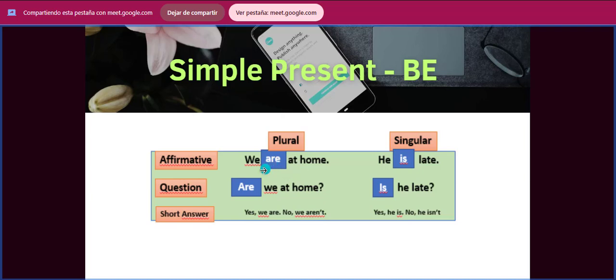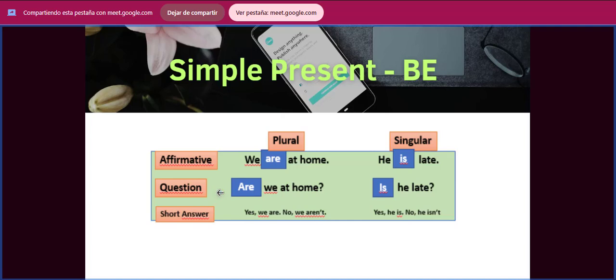So for the question, we will place first the verb to be, in this case are, then the subject, in this case we, and then the rest of the sentence, that will be at home. So we'll pass from saying we are at home, and then we will ask, are we at home? So see that we do the subject-verb inversion, but also we'll change the punctuation of the sentence. We'll change from the period to the question mark, and also the intonation of the question as well.